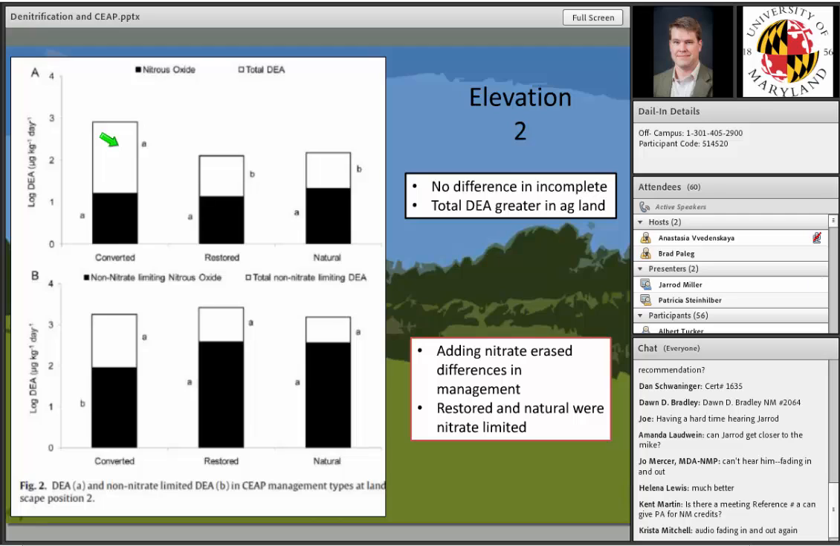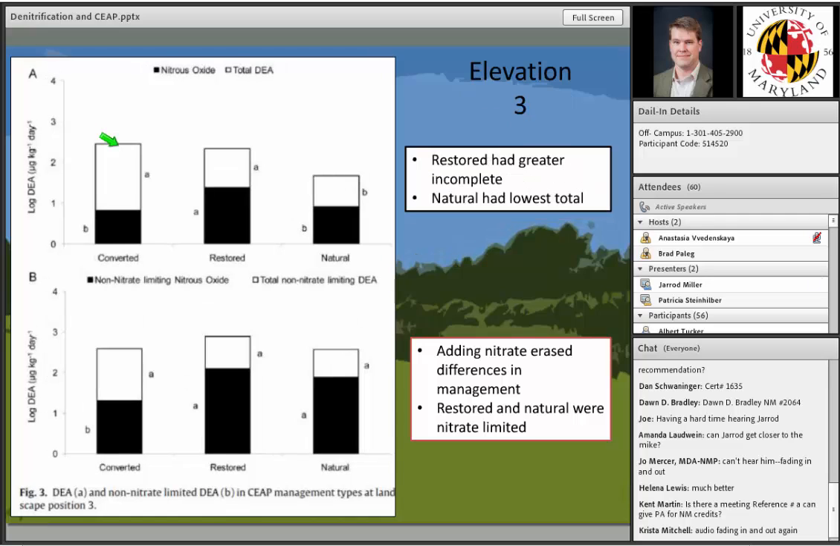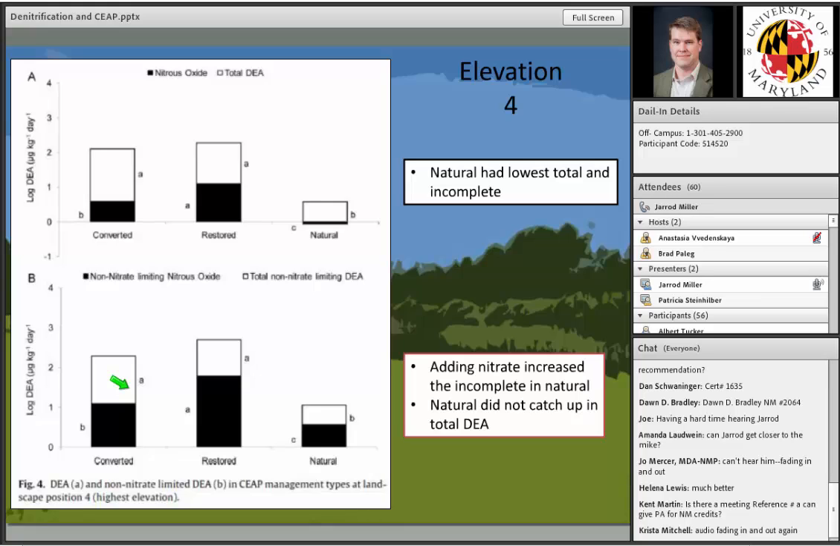Elevation 3, we're getting a little drier. Here, you see that the restored and converted are similar to each other, and natural is the lowest. But when you add nitrate, they all catch up to each other, and all pretty much the same. When you come to the driest position, elevation 4, is when you really see something interesting. Again, converted and restored are the same. There's nitrate available there. They're wet. Denitrification is occurring the same way, at a little bit lower rates. Natural is very low at this point, up at elevation 4. And when you add nitrate, natural doesn't catch up. So that might indicate that it doesn't have the potential at its upper edge to denitrify.